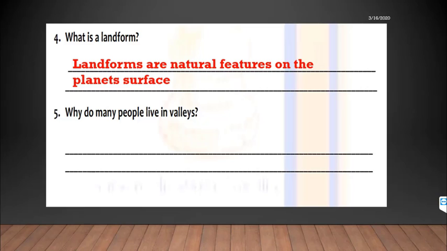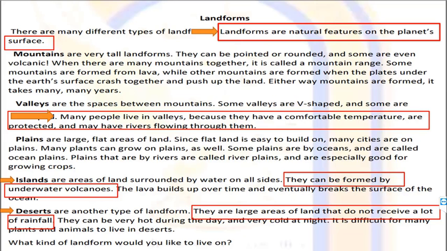Now, look at the final constructed response question, which starts with why. Why asks for justification or reasons or the purpose. Why do many people live in valleys? Now, we go back to the text again. Look at the third paragraph, which starts with valleys.